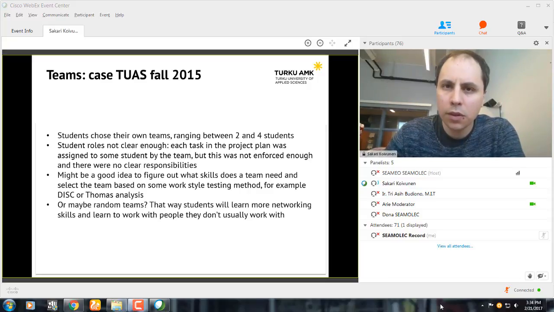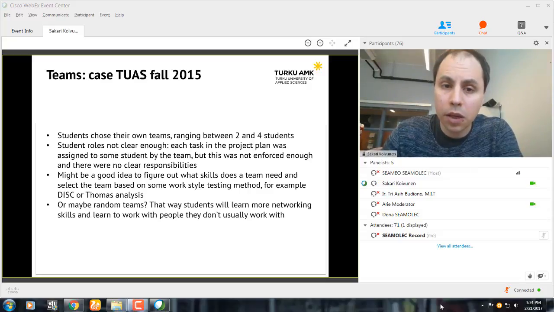And it will be in future a good idea for the students to first work out what kind of skills the team needs, and then select the team based on that. So now the students chose the team before they had the actual assignment, and it was not a good idea. So first, maybe we should talk about the assignments, and the students will figure out what kind of skills they need, and then form the teams based on that.